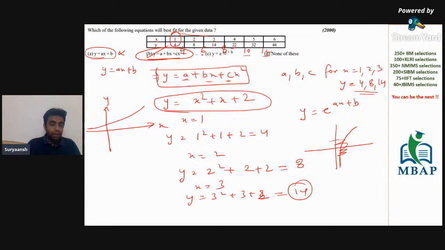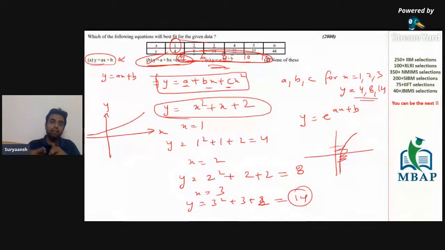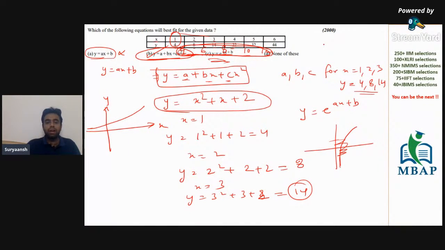Now, the reason I eliminated option 3 is because this increase is linear. So first the difference is 4, then it is 6, then it is 8, then it is 10, then it is 12. In case of an exponential function, which is option 3, this increase won't be linear. This increase would also be exponential, because the derivative of an exponential function remains the same. It's also an exponential function. So this increase would also be an exponential increase, but it's not.